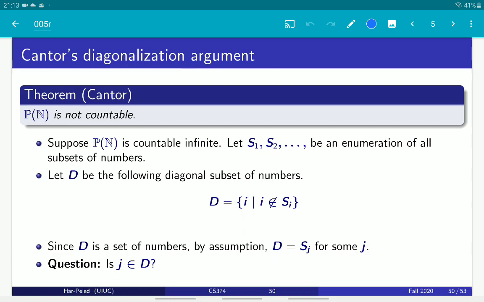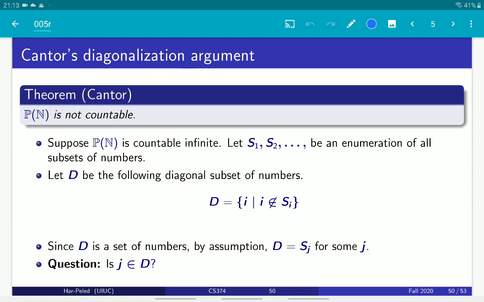In fact, the power set of the natural numbers is equivalent to the set of all real numbers, and we will get back to that. I hope that you have seen this stuff before. And there are many proofs.